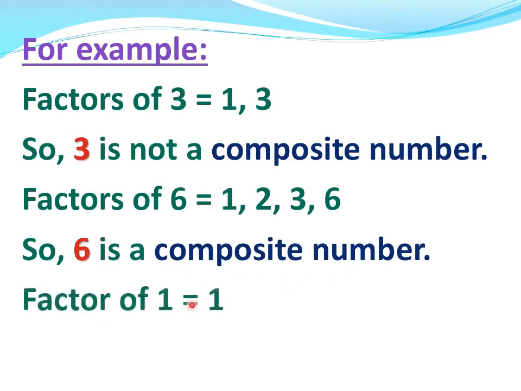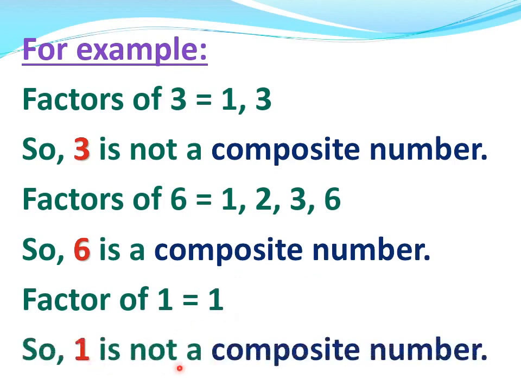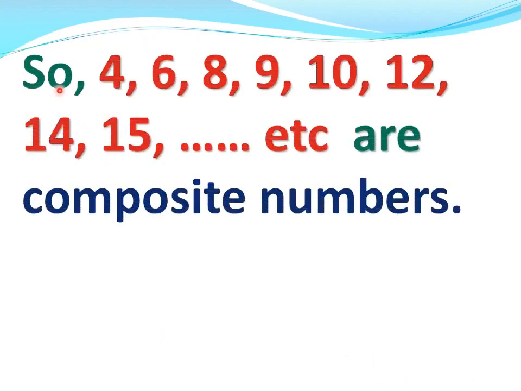Factor of 1 equal 1. It has only one factor. So 1 is not a composite number. So 4, 6, 8, 9, 10, 12, 14, 15 and so on are composite numbers.